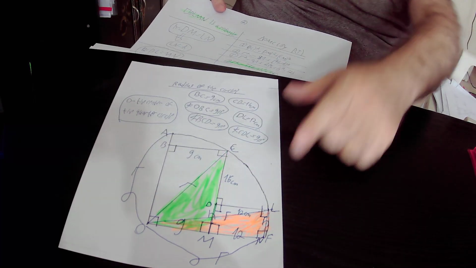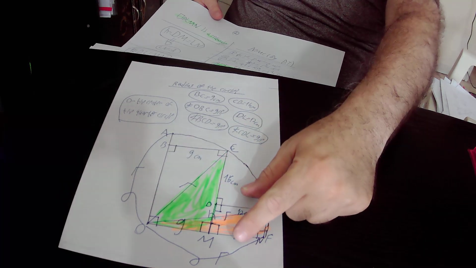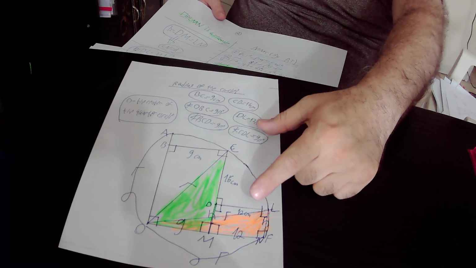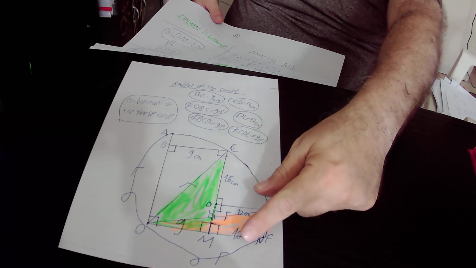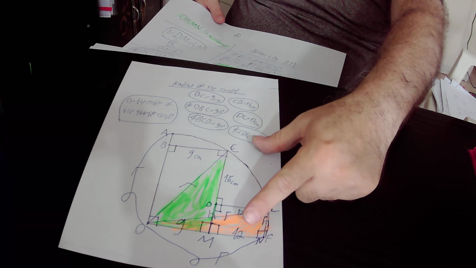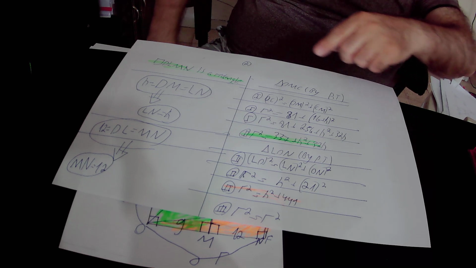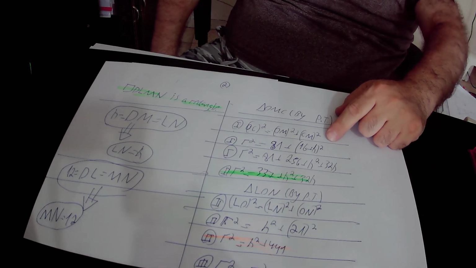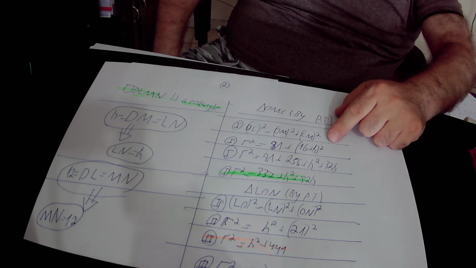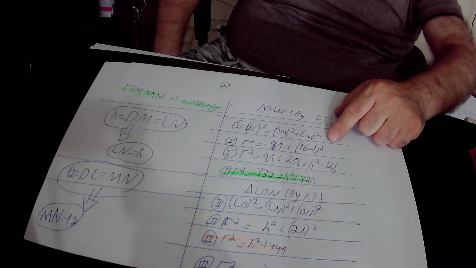And what is the value of CM? CM is CD plus DM. That is to say, CM equals CD, that is 16, plus DM, that is H. In total, CM equals 16 plus H. So CM equals 16 plus H, therefore CM square is (16 plus H) square. So in conclusion, we found out that R square equals 81 plus (16 plus H) square.